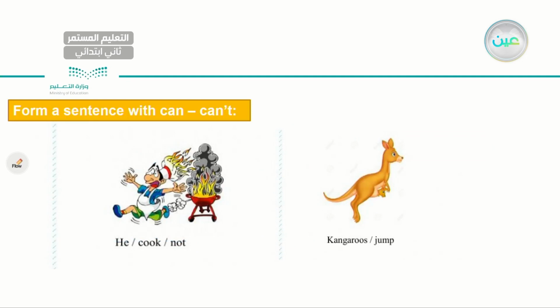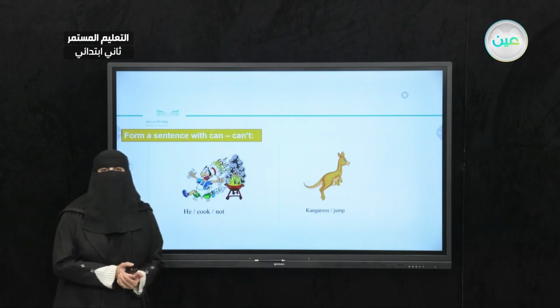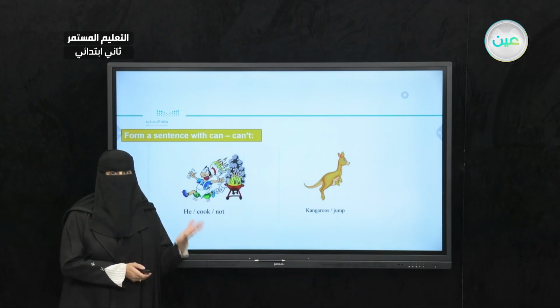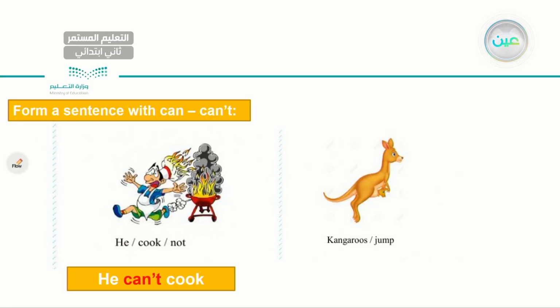Okay? Now, let's try to form a sentence using can or cannot. Try to describe the picture. Let's try with the one to your left. Here I can see a man, he just caused a fire. Okay? So what do you think? Can he cook, my dear student? Do you think he's a good chef here? He cannot. He cannot cook. Excellent. He cannot cook. Obviously, he just caused a fire.